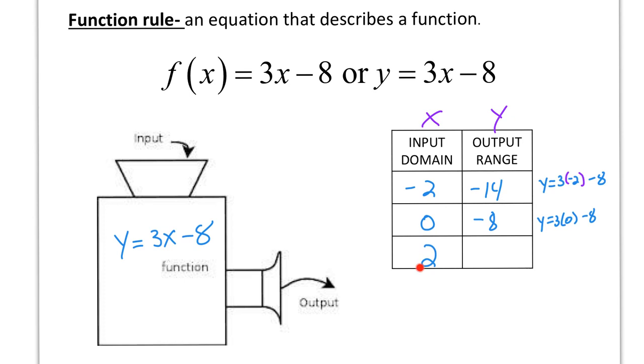And the next one, same thing. You substitute into the function, into the X, and you want to know what is the Y. So Y equals 3 times 2 minus 8. And the answer is -2. You guys multiply 3 times 2, that's 6. 6 minus 8, that is -2.